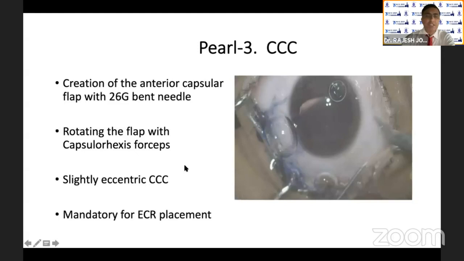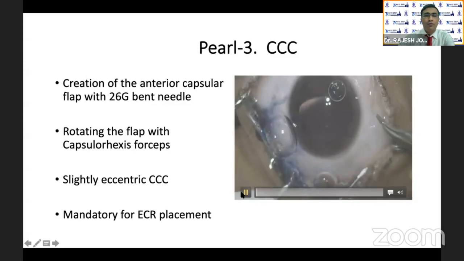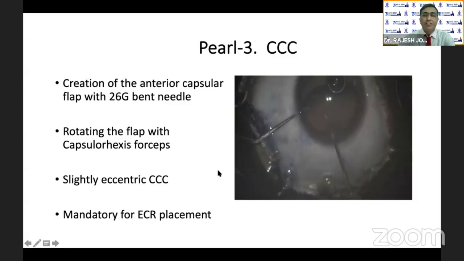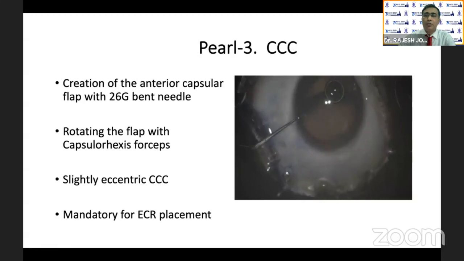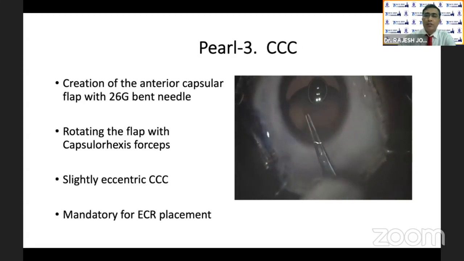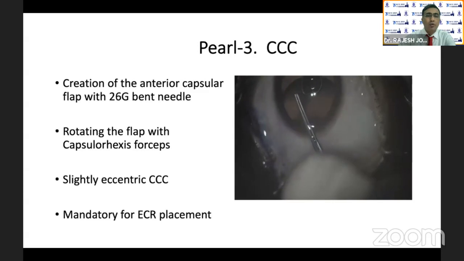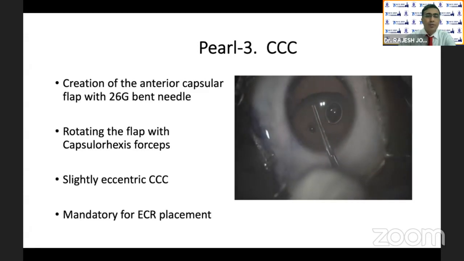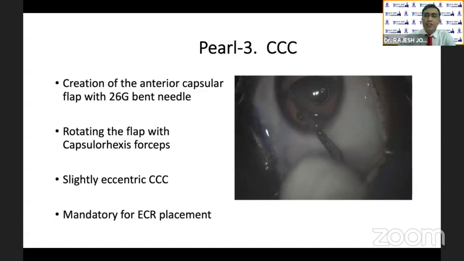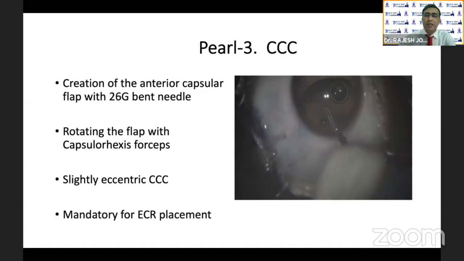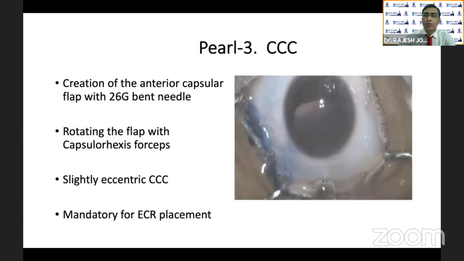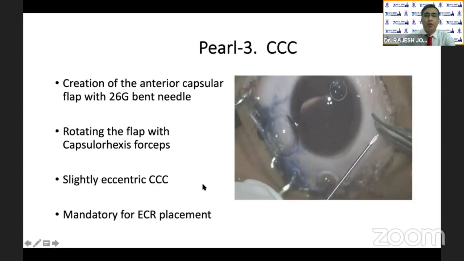Pearl number 3 is CCC. It is mandatory for the placement of endocapsular ring. Creation of the anterior capsular flap with the help of a 26 gauge bent needle is important, because if you pinch the capsule, it can further compromise the zonules. And rotating the flap with the help of capsulorhexis forceps or with the help of a 26 gauge needle, whatever you are comfortable with, make it slightly eccentric, because once you pull the bag with the help of capsular tension ring or with the help of a capsular hook, the capsulorhexis should come into the center part of the pupil. It is mandatory for the placement of endocapsular ring.